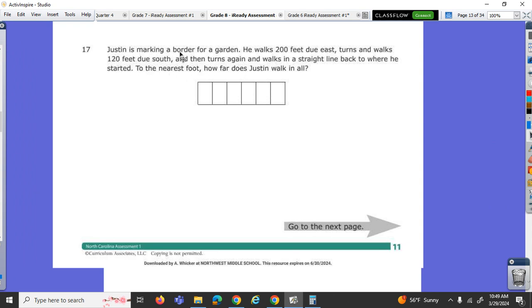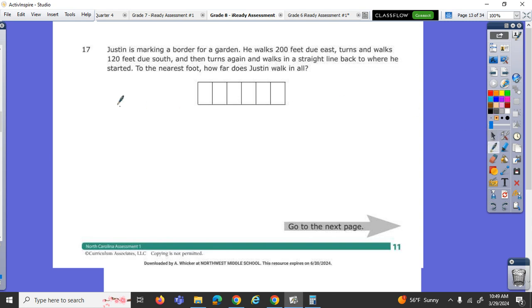Justin is marking a border for a garden. He walks 200 feet due east, turns and walks 120 feet due south, and then turns again and walks in a straight line back to where he started. To the nearest foot, how far does Justin walk in all?